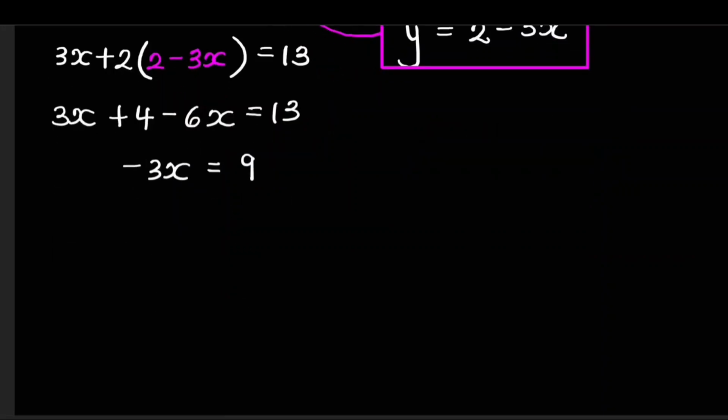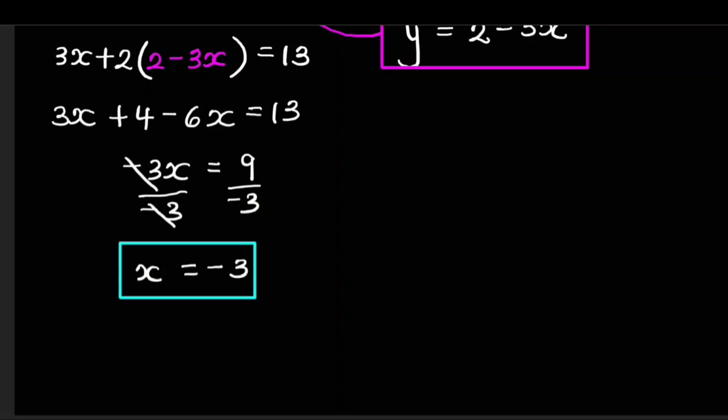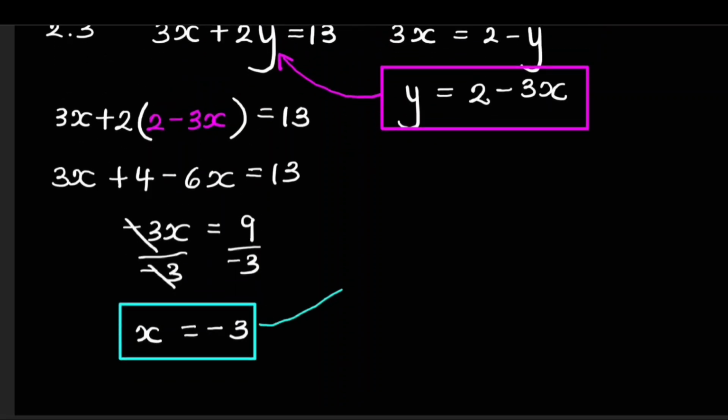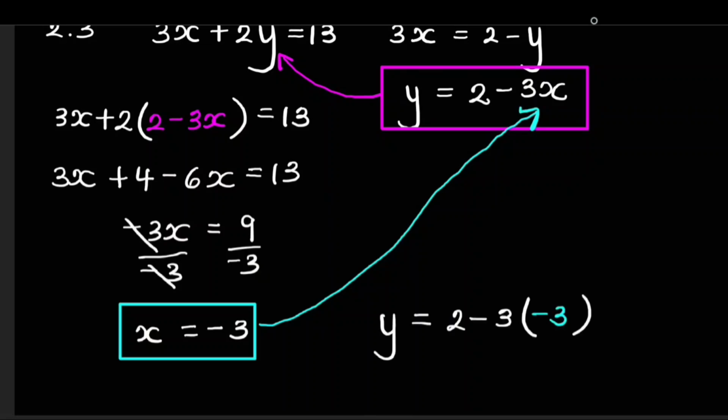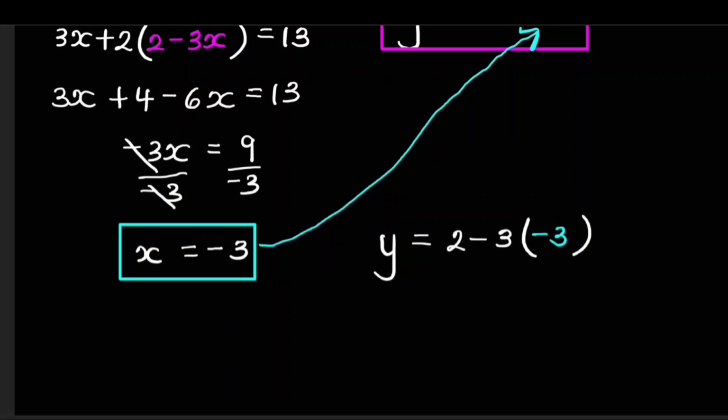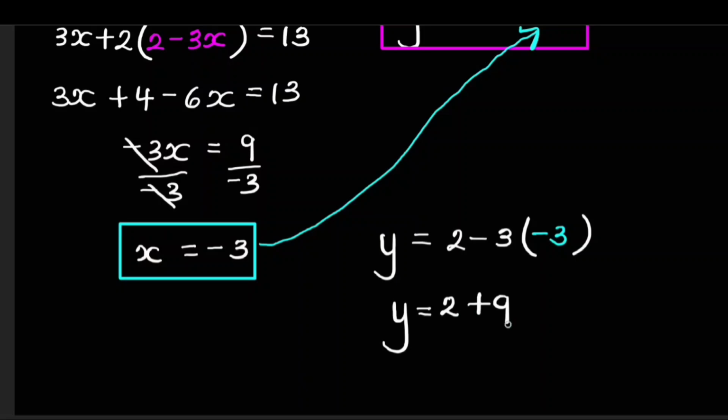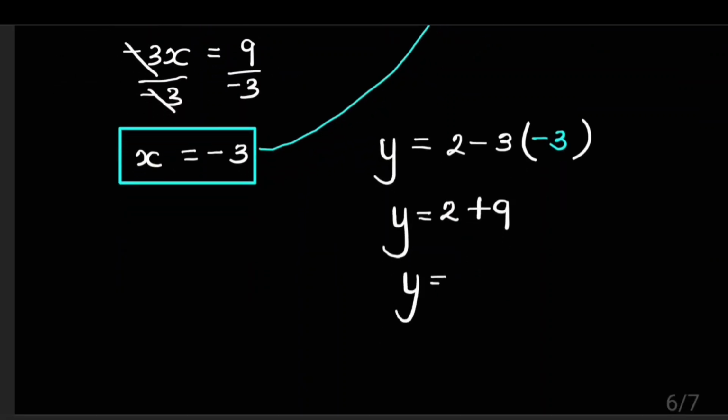To get x alone, let's divide both sides by negative 3. On the left, it cancels out. We are left with x is equal to negative 3. And now that we know what x is, we can take this value for x and substitute into the next equation to get y. So doing so, we have 2 minus 3 into negative 3, and simplifying, we get 2 plus 9. So y is actually equal to 11. So here we have it. We have solved simultaneously for x and y.